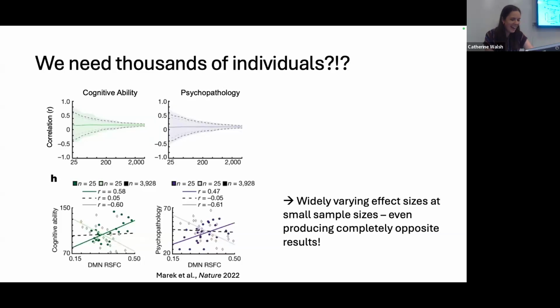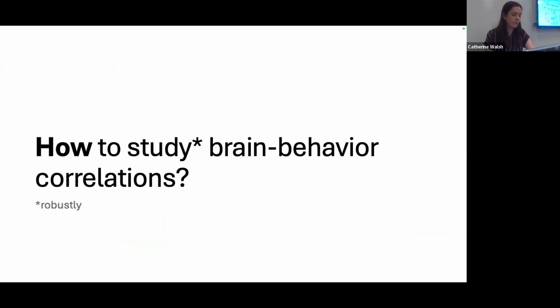scary. But that being said, there are ways to do this in a robust way. So I really just kind of blew through some introduction, but I want to spend most of my talk talking about how we can robustly study brain behavior correlations. And again, as I alluded to before, a lot of this is going to come down to your specific question. There are different ways to do things, and there's no one right answer for a lot of these.